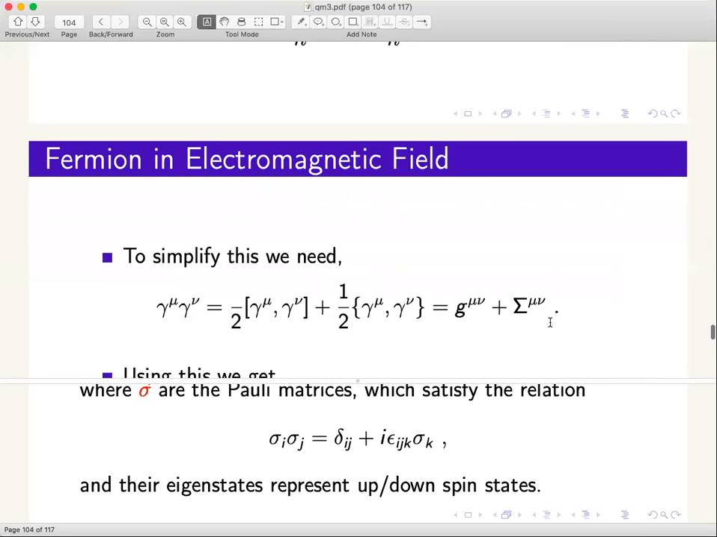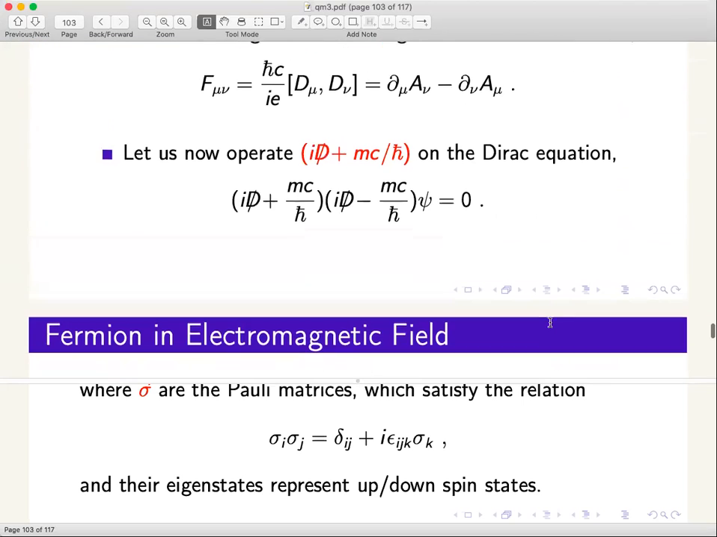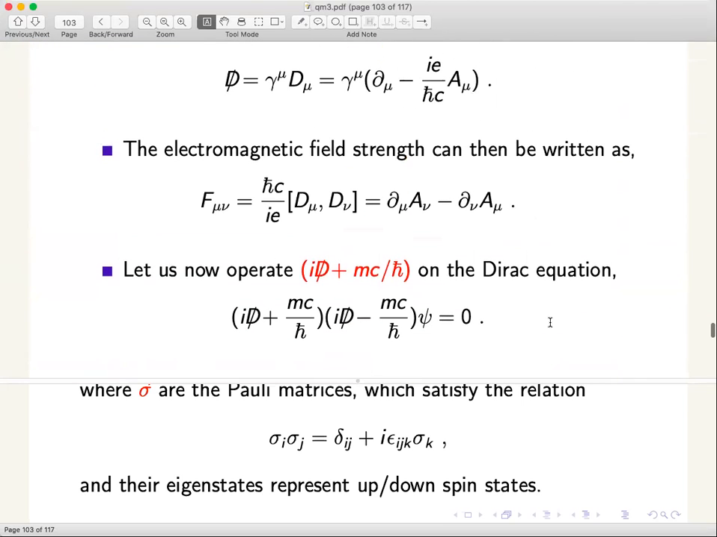Any questions? The F mu nu that you have written, is it an operator? It is an operator, yeah.